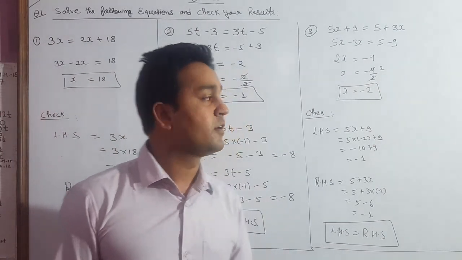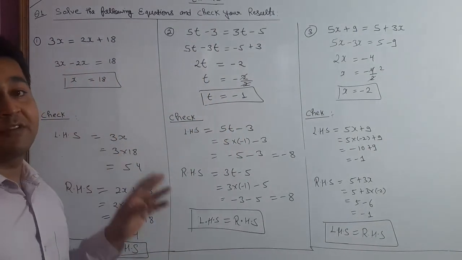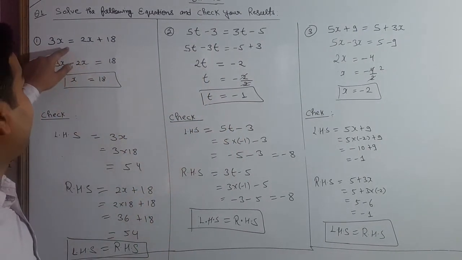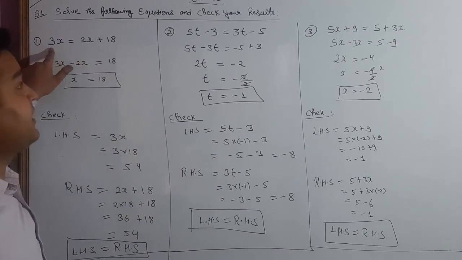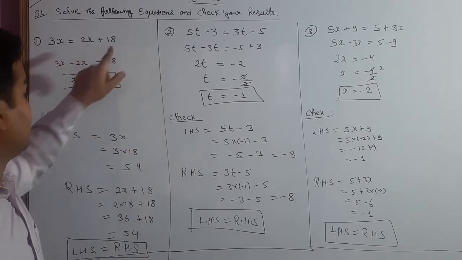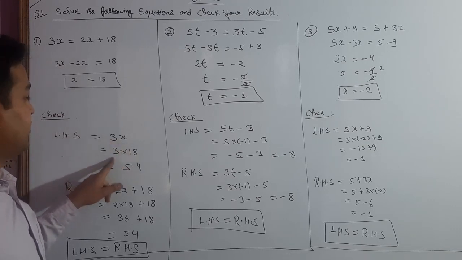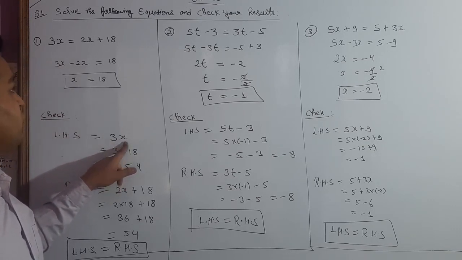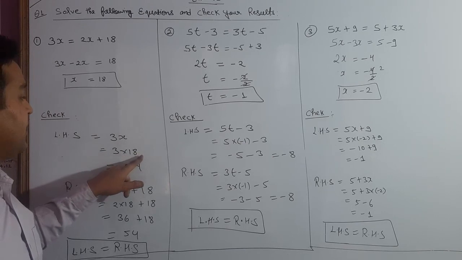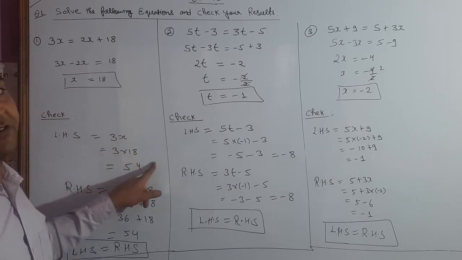That is the new thing. So for checking you first take the left hand side. This side is known as the left hand side, and this side is known as the right hand side. For the left hand side you take 3x. Now just write 3 into the value of x, which you get here, 18. Just put 18 here. Then 18 into 3 you get 54.